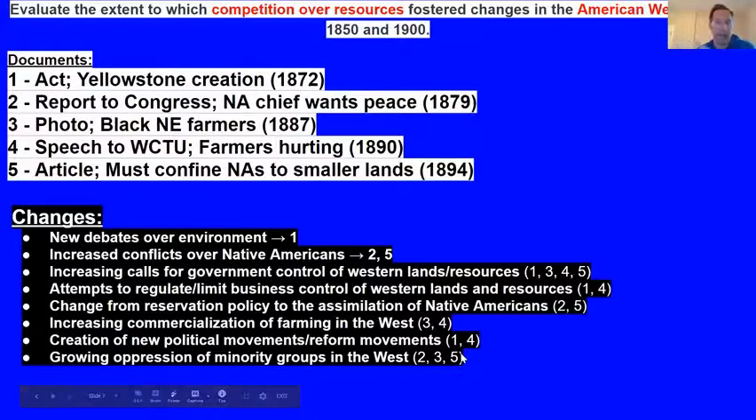So new debates on the environment obviously makes sense for document 1. Increased conflicts with Native Americans. Both 2 and 5 are talking about Native Americans. But if you can find a category that links multiple documents together, then that gives you a little bit more flexibility to put the documents where you want. So for example, if you identified the theme of people calling for more government intervention over resources out west, that was a category that you could use to link documents 1, 3, 4, and 5. Because government regulation not only connects the creation of national parks, but also connects the establishment of reservations.